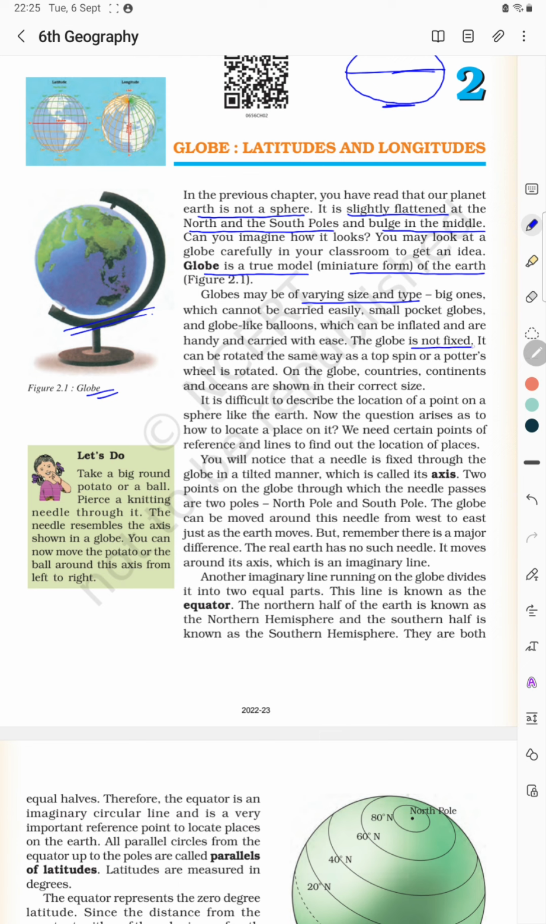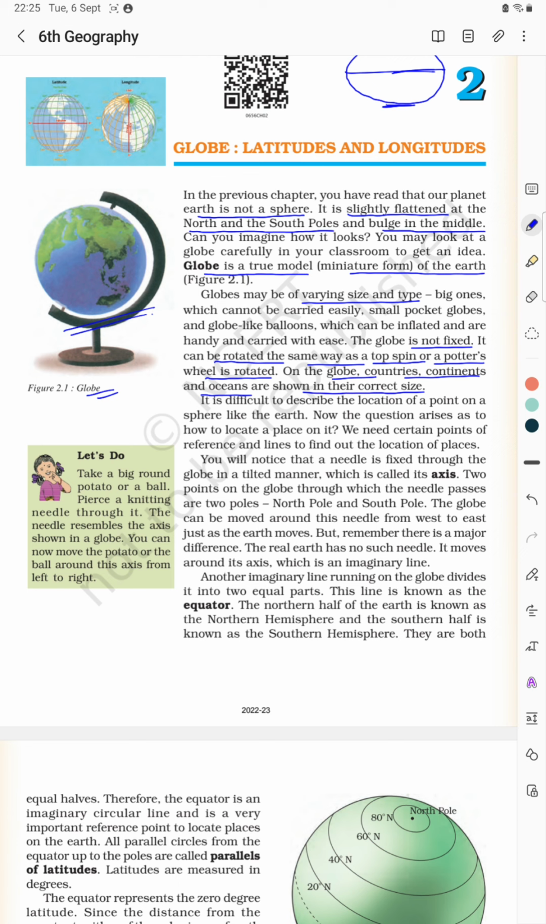A globe is not fixed, it can be rotated the same way as a top spin or a potter's wheel is rotated. On the globe, countries, continents, and oceans are shown in their correct size. Often in the classroom, we have seen globes. On that globe, countries, continents, and oceans are shown according to the correct size or the scale.